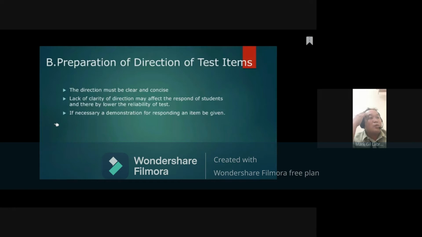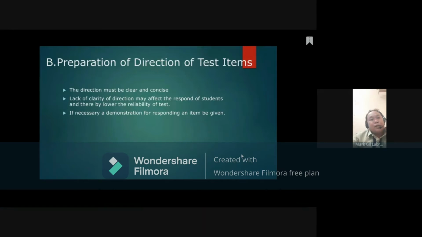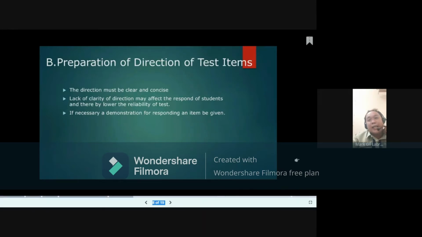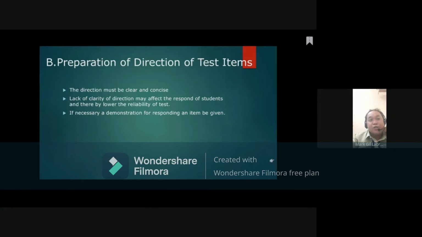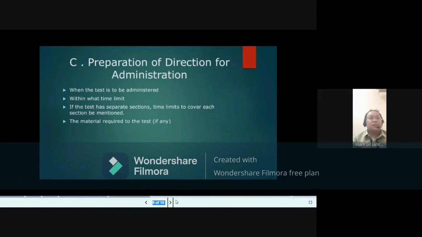So our instruction to our students should be clear, kasi sometimes it will affect the response talaga. Now, if necessary, a demonstration for responding to an item should be given. Bakit iba yung treatment natin sa high school and elementary? Kung hindi talaga naintindihan, you should conduct a demonstration on how to respond. Wag natin i-treat yung mga estudyante natin na pang college level. For example in elementary, yung level ng kanyang understanding mababa pa.